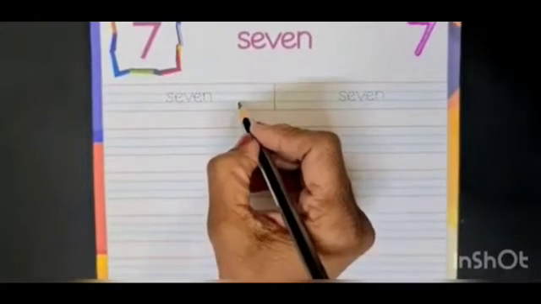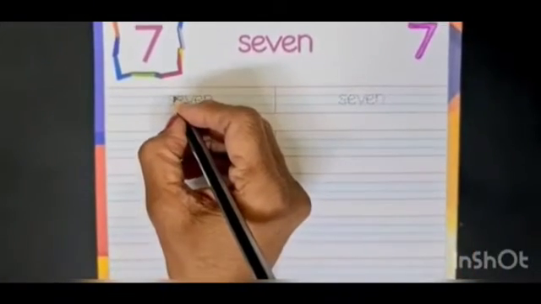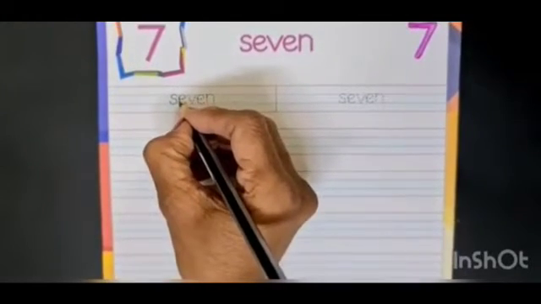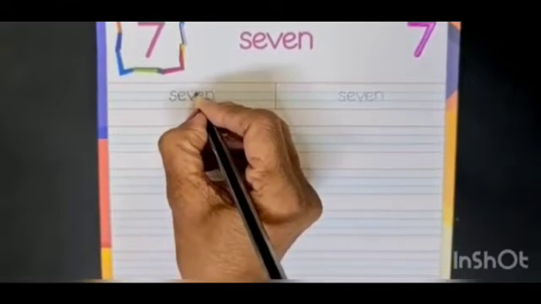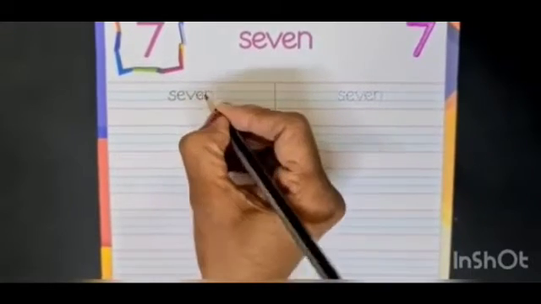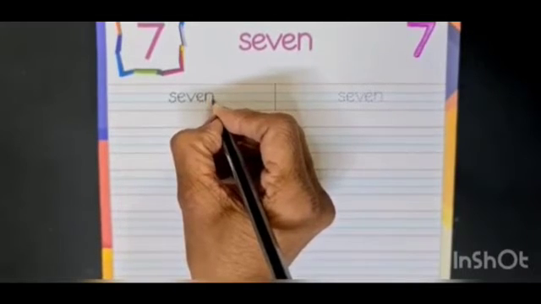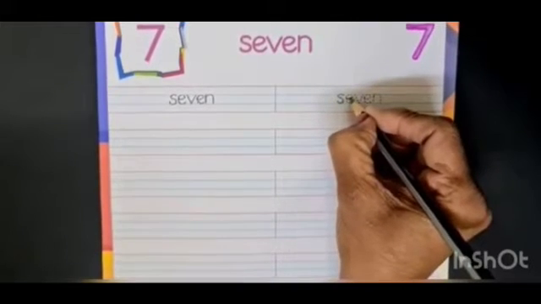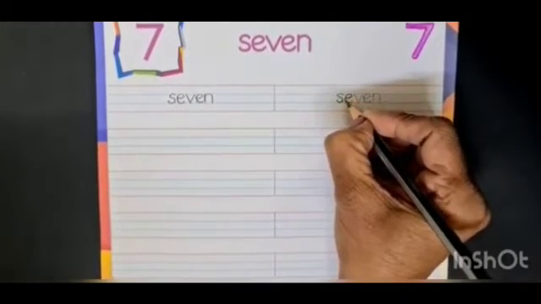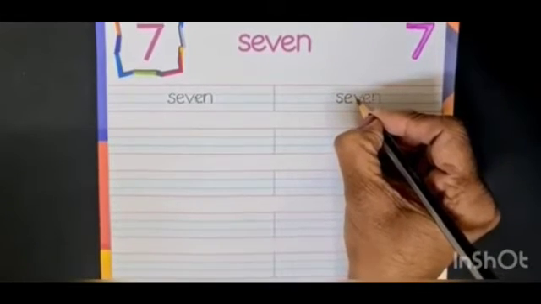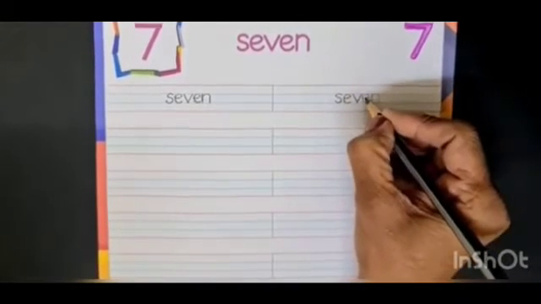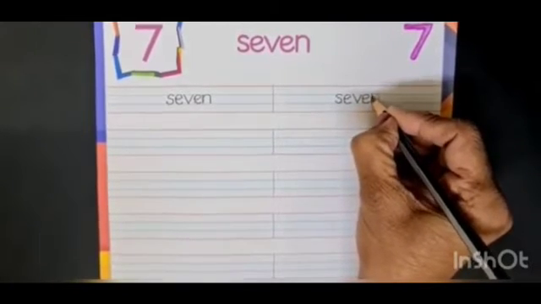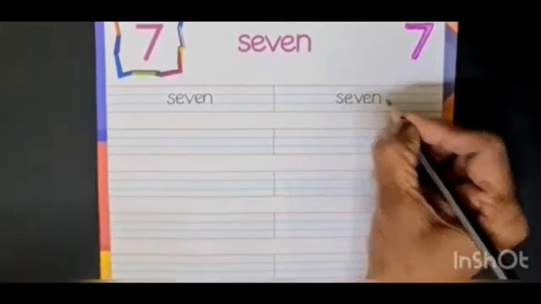We will do between the blue lines. S, E, V, E, N, 7. C curve, reverse C curve, S. Slanting line in a C curve, that is E. Slanting down, reverse slanting line, V. Again E. Standing line, go up, make a turn and come down straight, that is N.